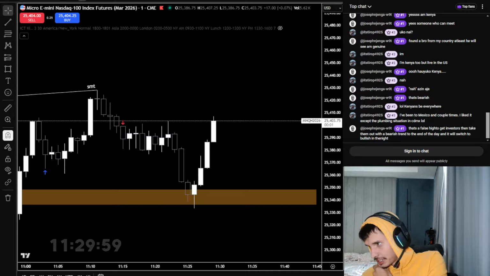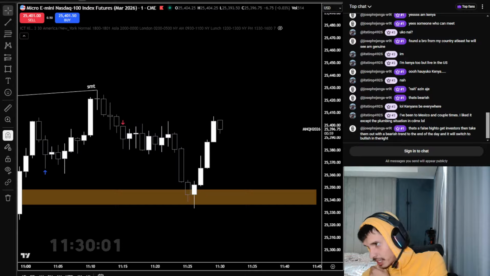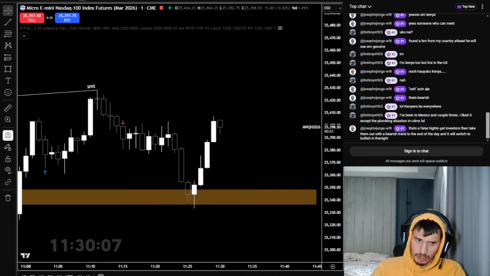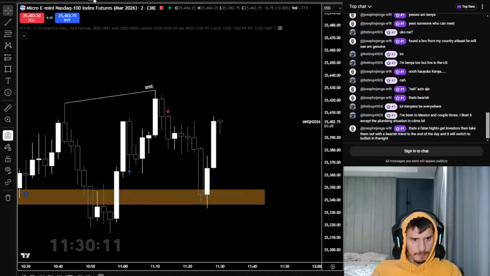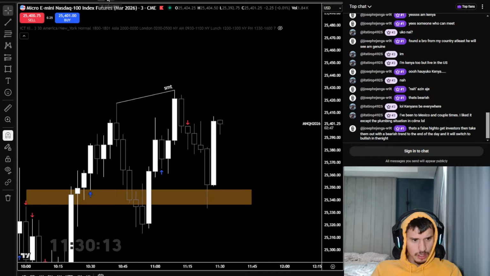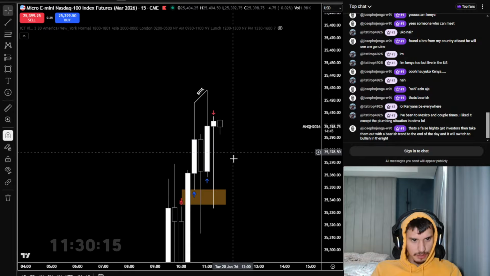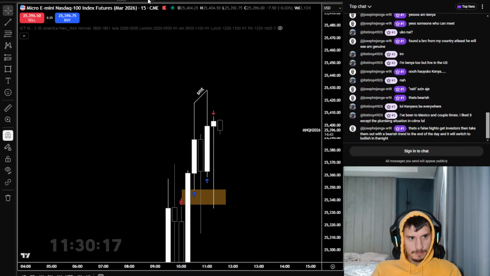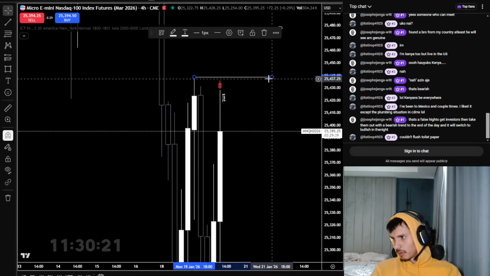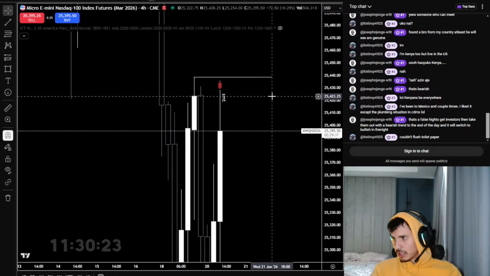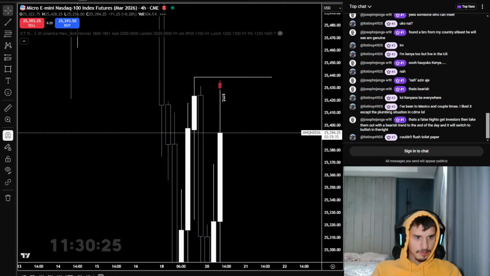That's a false high to get investors, then take them out with the bearish trend to the end of the day, and it will switch to bullish in the night. Damn, that's a mouthful. Still respecting bullish order flow, still holding bullish. Ultimately, this is the high we want to see get taken. Couldn't flush the toilet paper, fair enough.